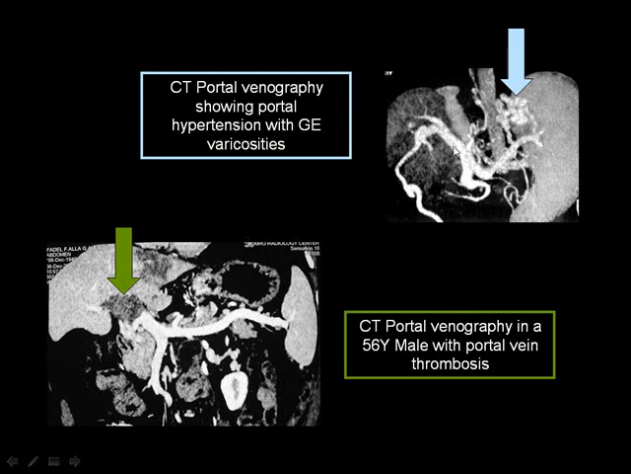Like this case, you see the liver is cirrhotic, the spleen is markedly enlarged, and there are dilated tortuous vessels at the lower esophageal region representing esophageal varices. And here you see the splenic vein, the superior mesenteric vein, the portal vein with a big thrombus inside the portal vein.